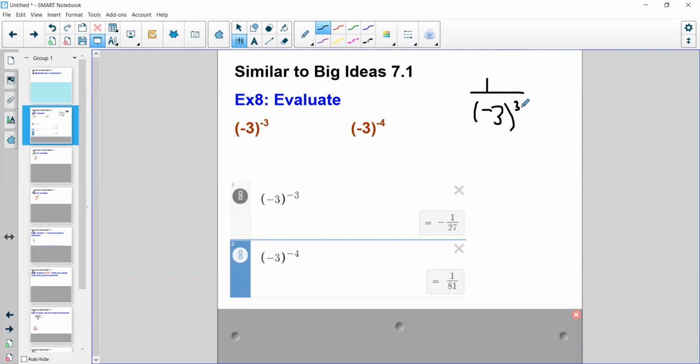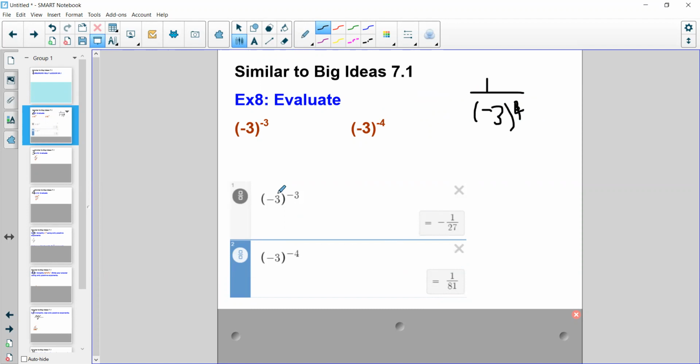Now, if I work out negative 3 cubed, that means negative 3 times negative 3 times negative 3, which is negative 27. A positive divided by a negative is a negative, and that's where your negative 1 over 27 comes from. Similarly, if I do this question here, would it be negative 4, bring it to the bottom, but make it positive? And negative 3 times negative 3 would be 9, times negative 3 is negative 27, times another negative 3 would be 81. And that's why you get positive 81.